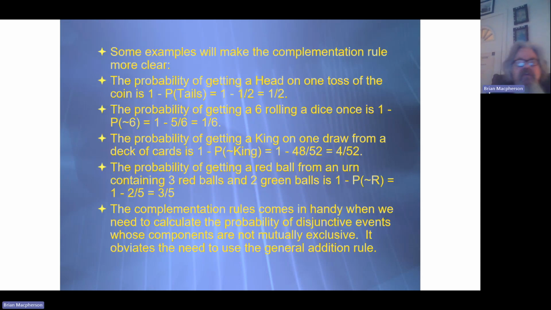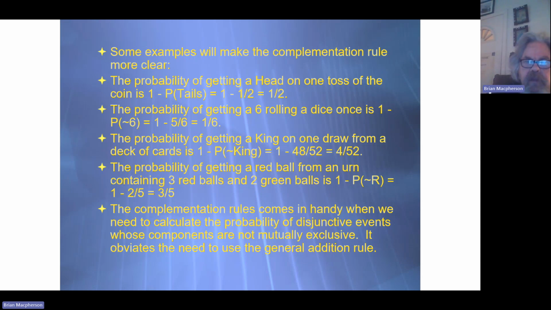So as I say here, some examples will help to make the complementation rule a bit more clear. The probability of getting a head on one toss of the coin, remember, we're using the complementation rule, is 1 minus the probability of tails, that is non-heads, equals 1 minus 1/2 equals 1/2.